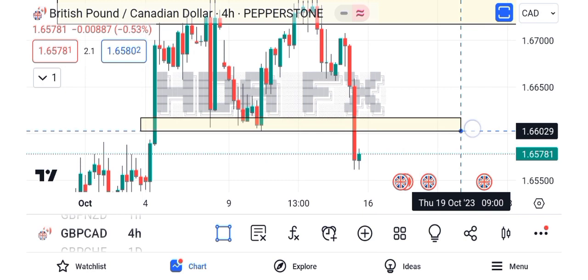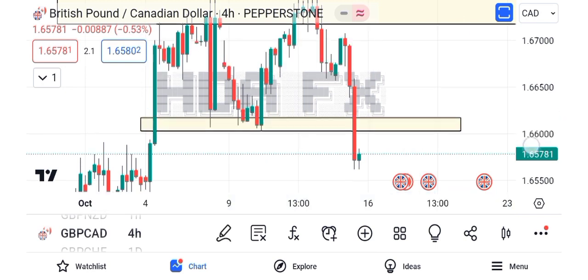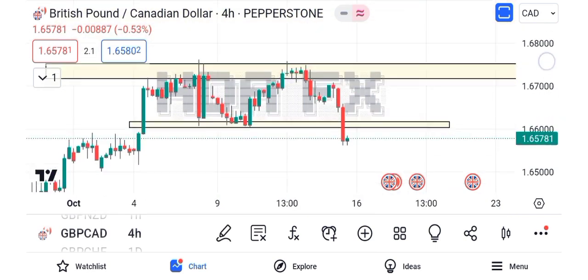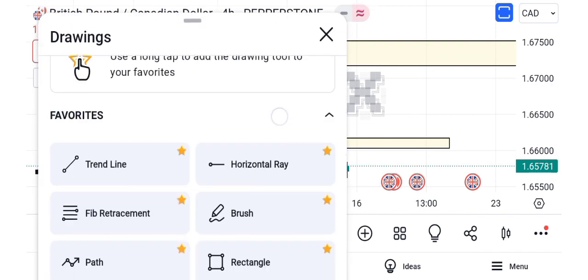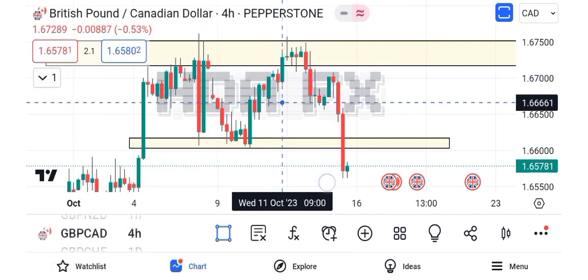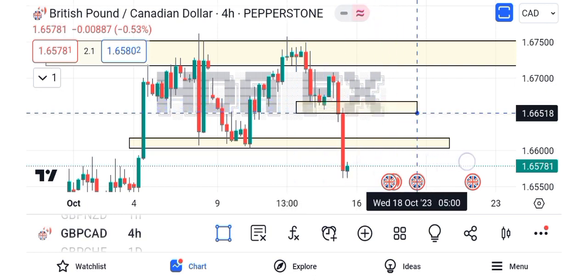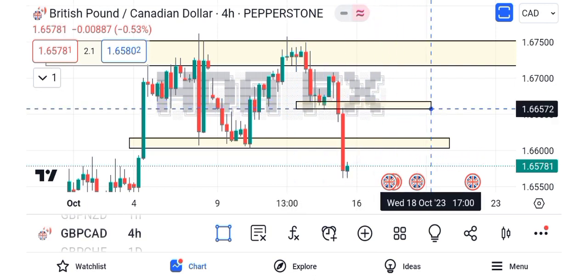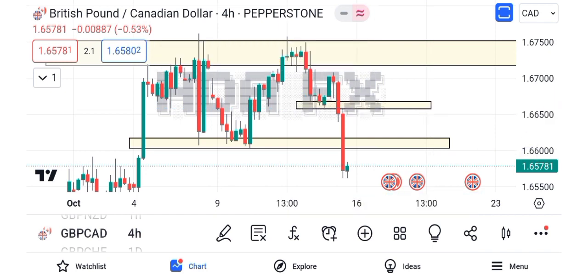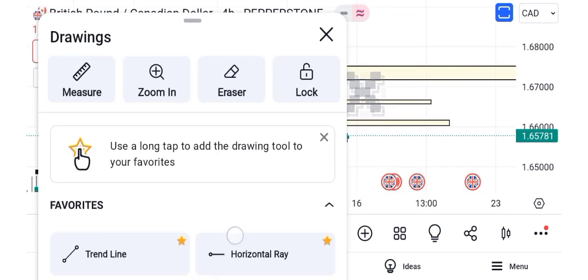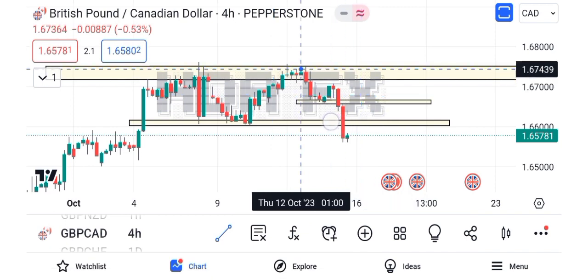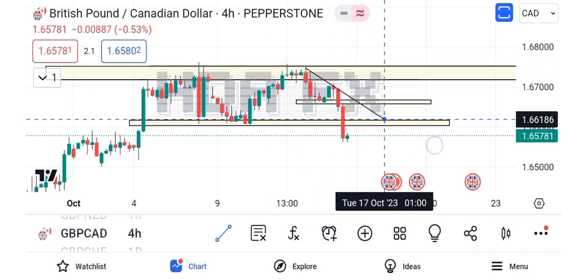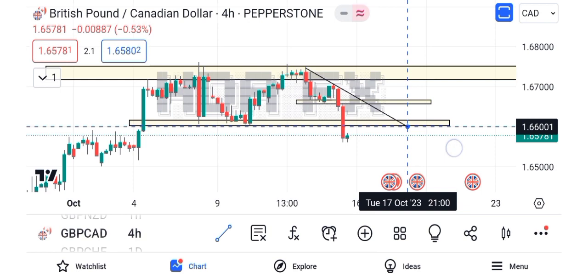We also have another zone of interest here. Nice one. Then we also have another zone of interest here, and we also have a trend line here.